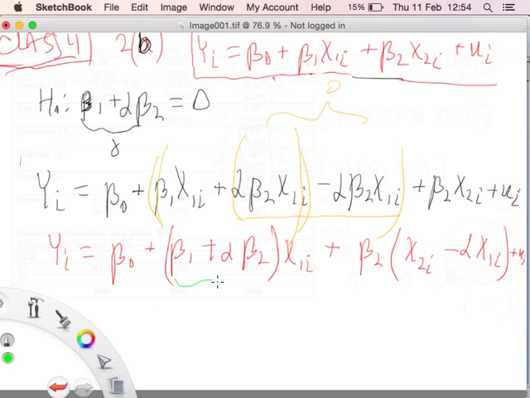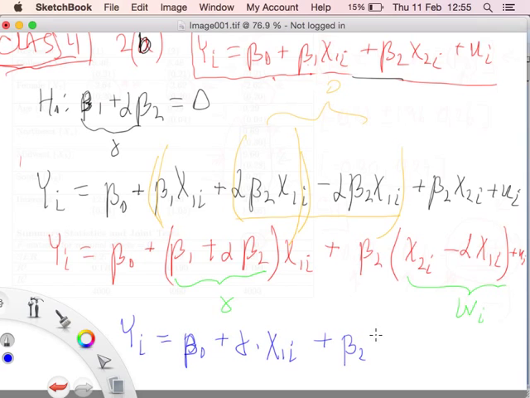Call this gamma, call this wi, nothing changes. My x1i is still there, it just has a different estimate because of this transformation. Alpha is a constant, it doesn't have i, so the overall result hasn't changed. We just managed to test this hypothesis that beta 1 plus alpha beta 2 is equal to 0. That's all we want to test.